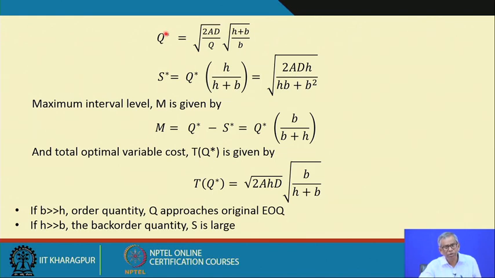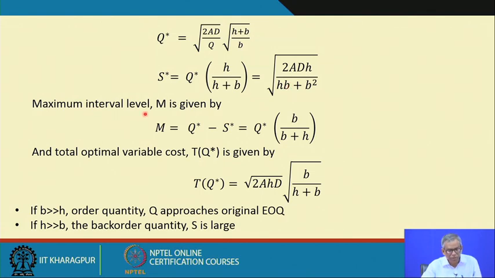So you will have two equations, and you solve these two simultaneous equations to get an expression for Q star as well as S star. That means the optimal order quantity, and this is the optimal planned shortage. So these are the expressions you get. Obviously S star depends on Q star with this particular factor, H divided by H plus B. So this is the simplified expression, and you should try to get it.